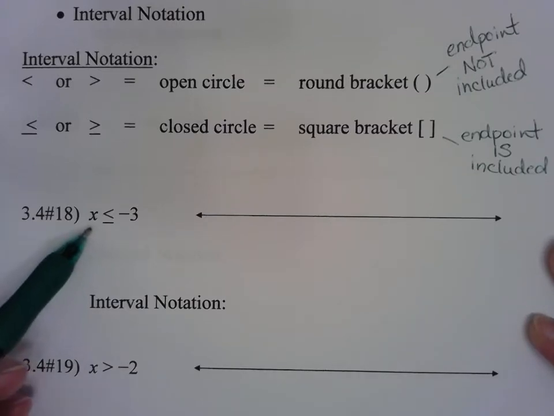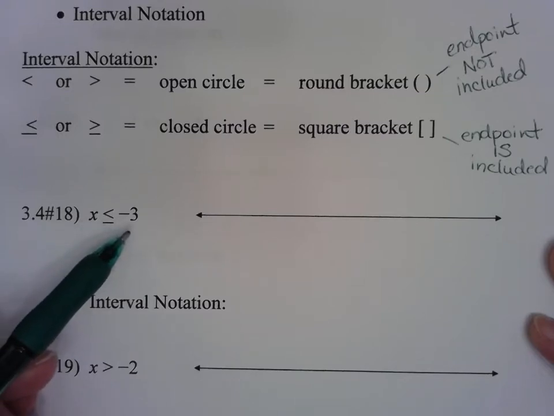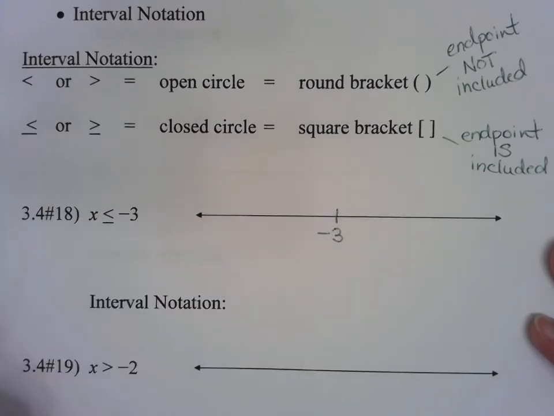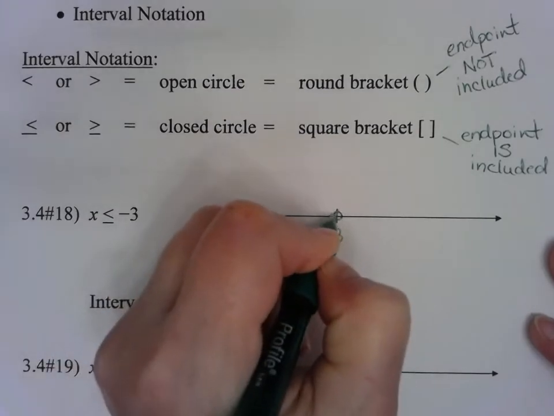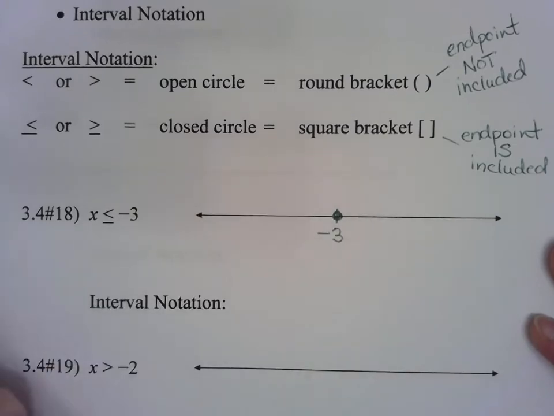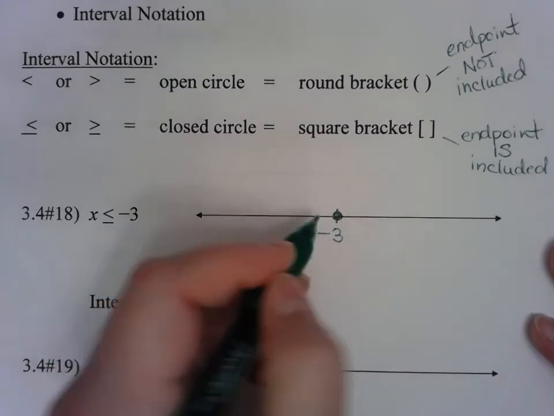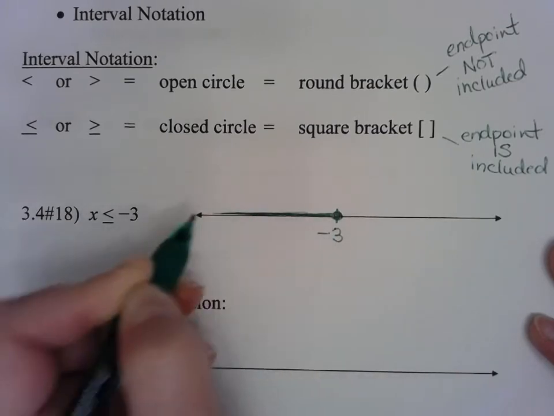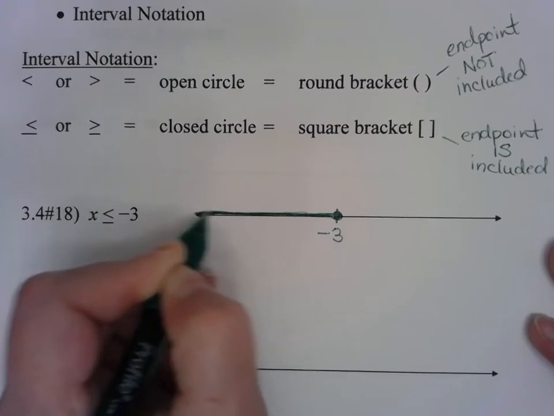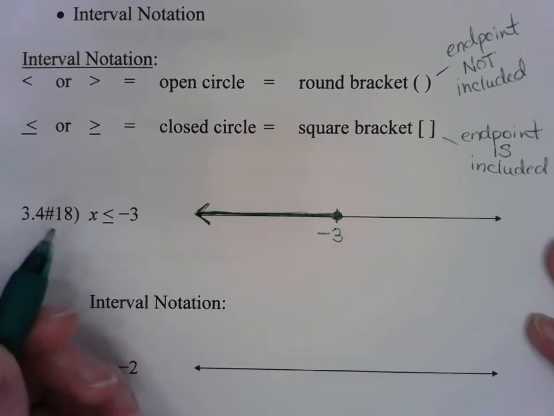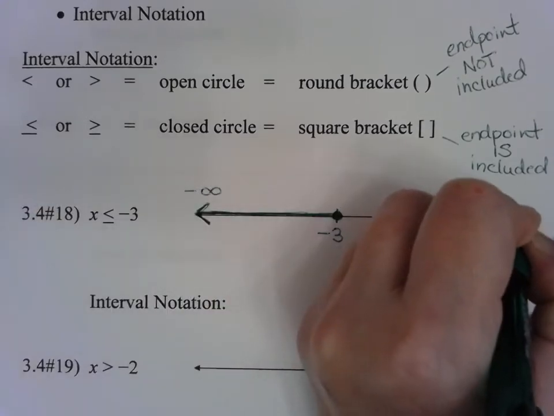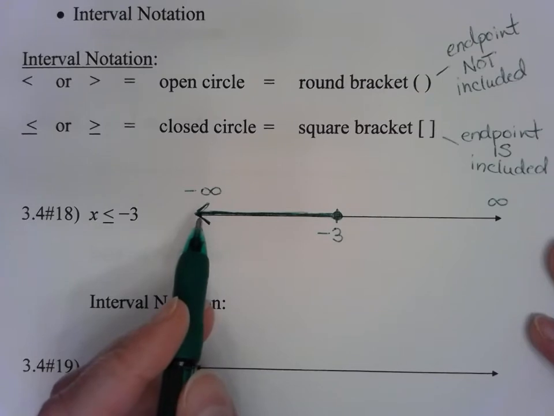Okay, so this one says we want to represent all the numbers that are less than or equal to -3. This is just for your scratch work, so it doesn't have to be a perfect number line. Since it's less than or equal to, I use the closed-in dot to show that the -3 is included, and then everything smaller than -3 would be to the left. If I shade, the arrows represent the infinities, right? So this goes all the way to -infinity.